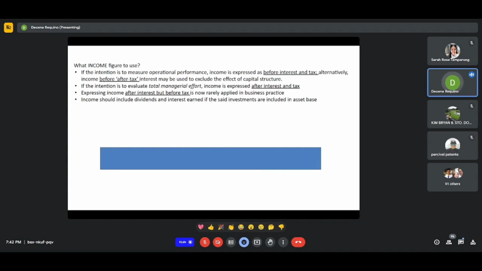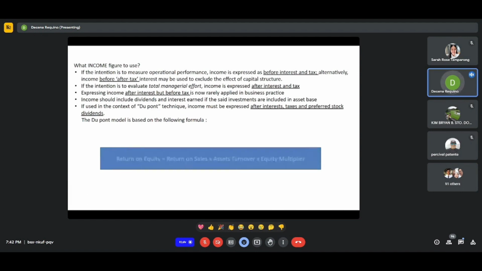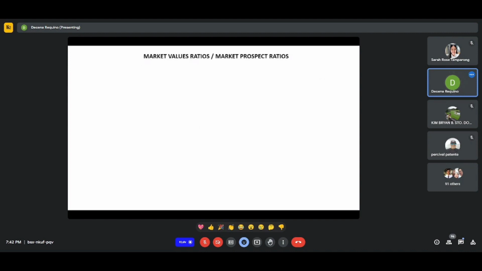Income should include dividends and interest earned if the said investments are included in the asset base. If used in the context of the DuPont technique, income must be expressed after interest, taxes and preferred dividends. The DuPont model is based on the following: profit margin times asset turnover times equity multiplier.